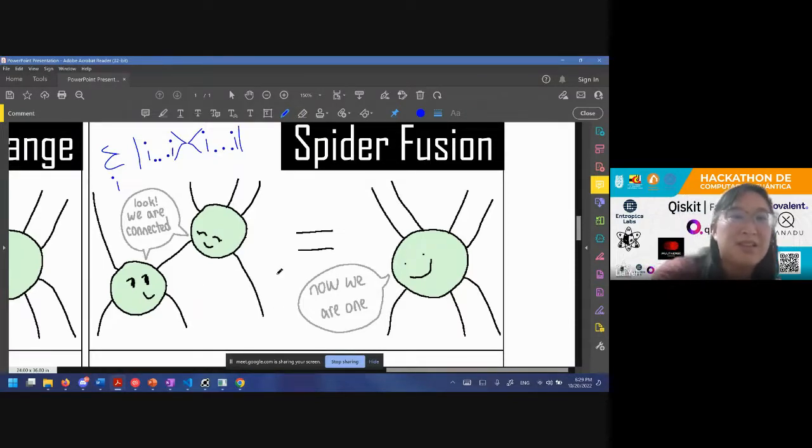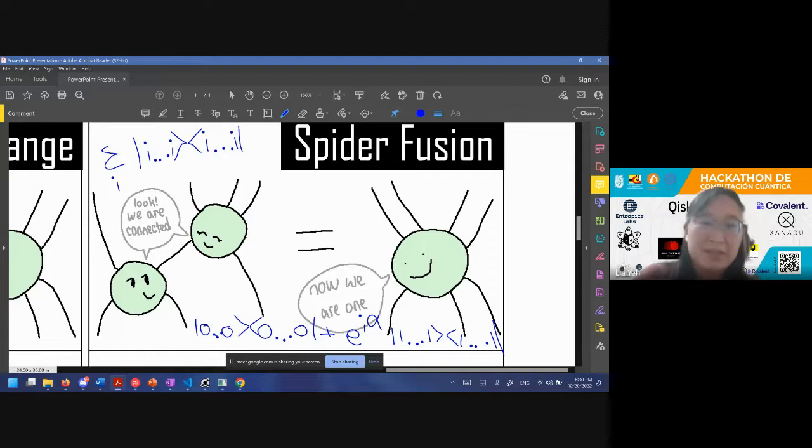So you can check that this rule holds for all green spiders having this form. If there's a phase on it, then the definition would be zero zero plus e to the i alpha, where alpha is the phase that's labeled on your spider, one one. And this dot dot dot just means any number of inputs and any number of outputs. So it could be zero, it could be any number. And you can check that any spiders of this form will always merge.